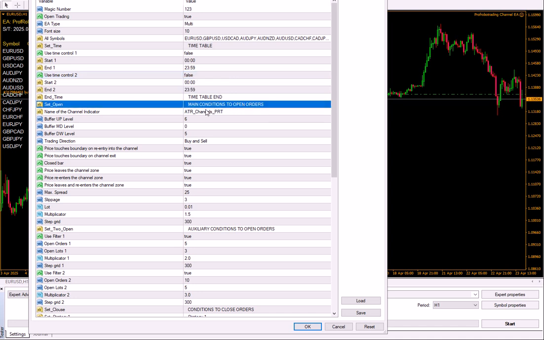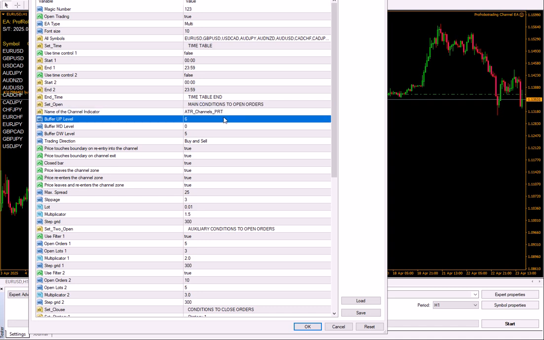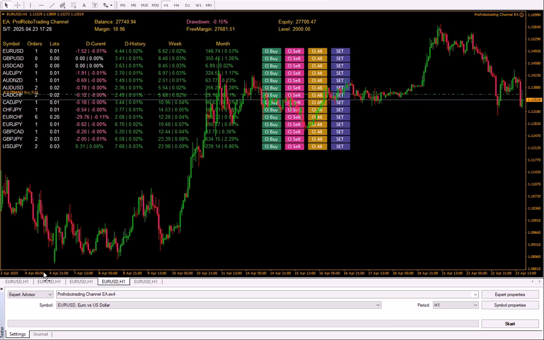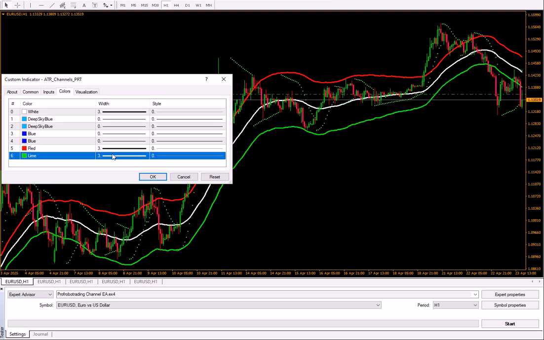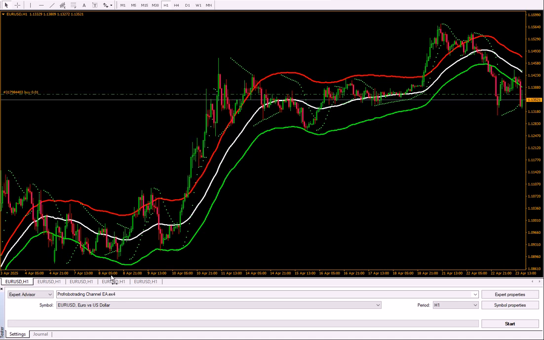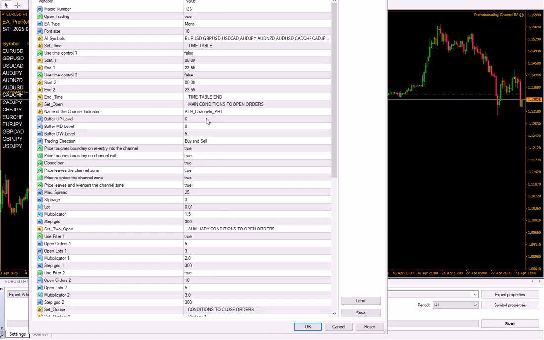In the main conditions for opening positions, there is a field with the name of the main channel indicator. The movement of its price levels will serve as a signal for opening positions in the direction we need, along with the numbers of 3 buffers. It is necessary to verify the operation of our expert advisor. You will find these buffer numbers in the indicator settings. Be sure to check the correct spelling of the indicator name and the numbers of its 3 buffers in the expert advisor settings. In this section you can also choose the trading direction, only buy, only sell, or buy and sell, and set one or several conditions for the crossing of the channel levels.